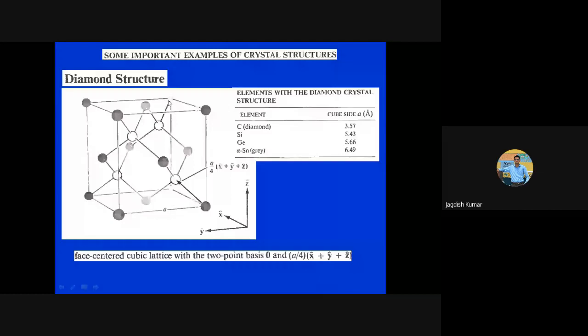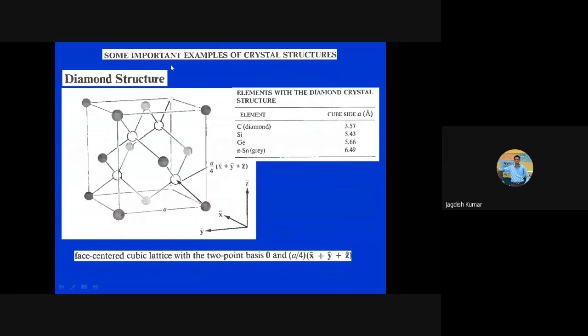Okay, let me first briefly tell you what this structure contains. So this structure contains a cube, and at all the corners of the cube there are carbon atoms, or whatever, I mean, if it is silicon, then there are silicon atoms and so on. This dot is missing here, but this practically doesn't mean there is no dot. There is a dot here, there is a dot here as well. So this shows the diamond structure.